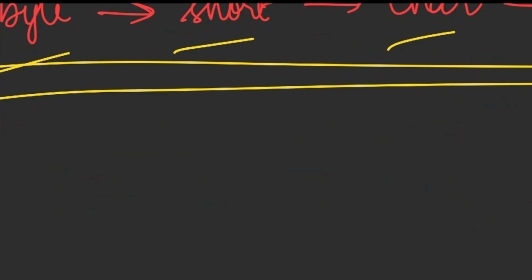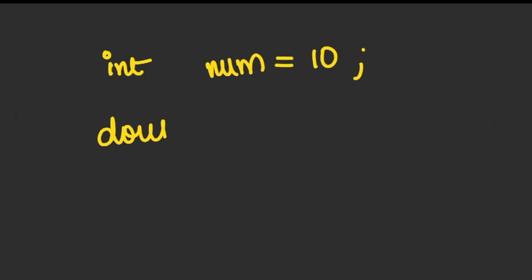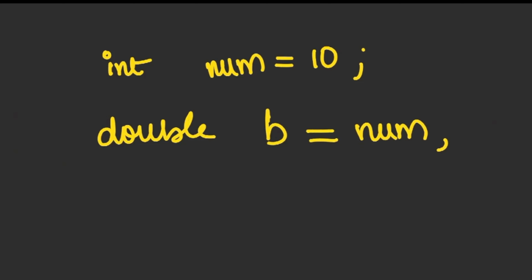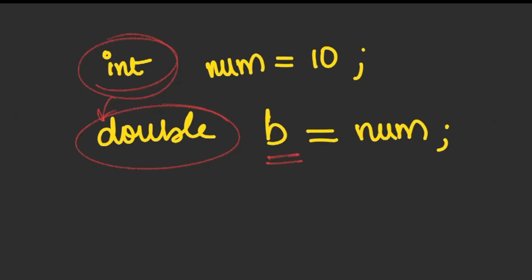Now, let's do an example here. Say I take an example of int num equals 10, right? Now, suppose I want to convert it into double. What I do is I write double, the data type I need num to be converted to, and I give another name, say p, equals num, right? So what happens here is Java implicitly converts int to double, right? Now, p is going to be a double.